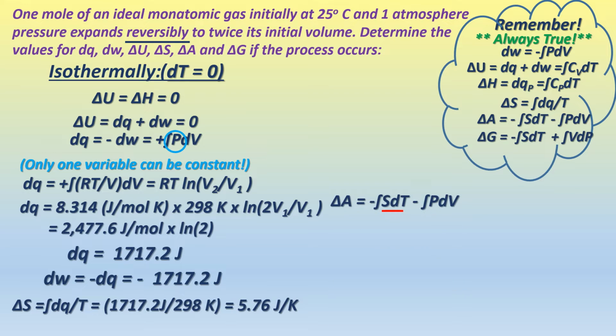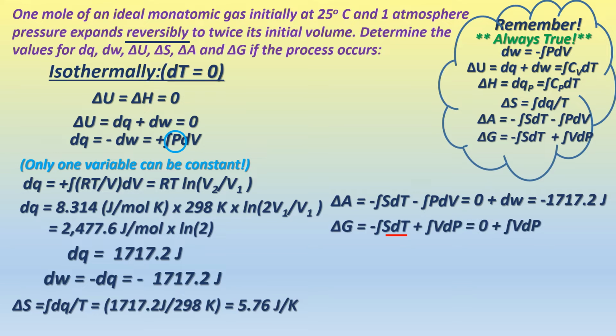The fundamental definition of the Helmholtz energy also has a term of temperature in it. So under these conditions, the Helmholtz energy is simply going to be equal to minus the integral of P dV, or equal to the work, minus 1,717 joules. Similarly, the Gibbs free energy has a temperature term in it. So the Gibbs free energy is going to be equal to plus VdP.